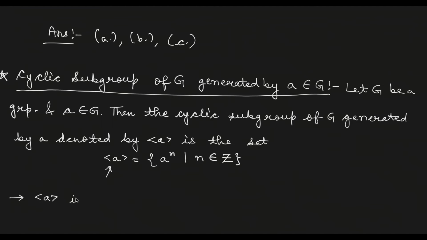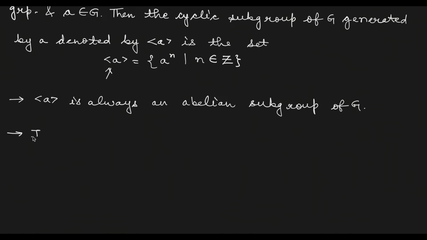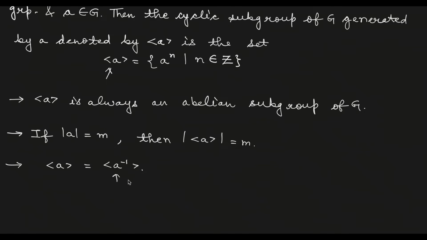This cyclic subgroup is always an abelian subgroup of G. If the order of the element is m, then the order of the generator is also m. Also, the generator of A is equal to the generator of A inverse.